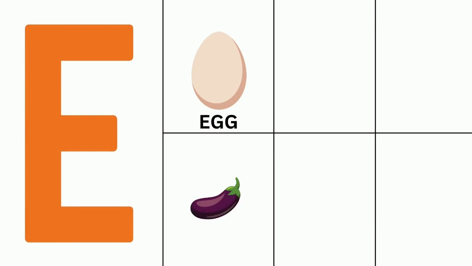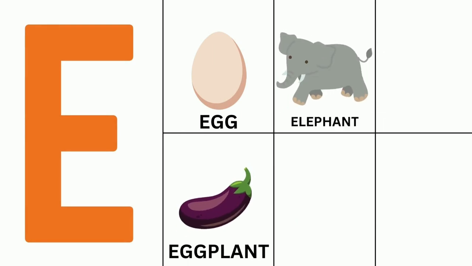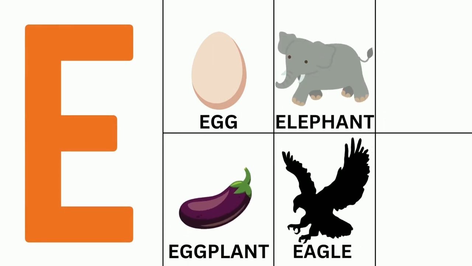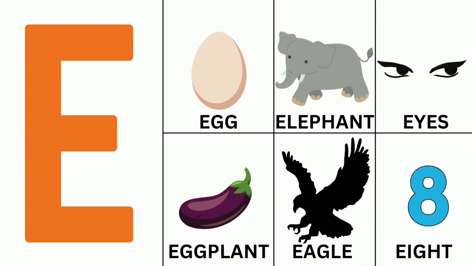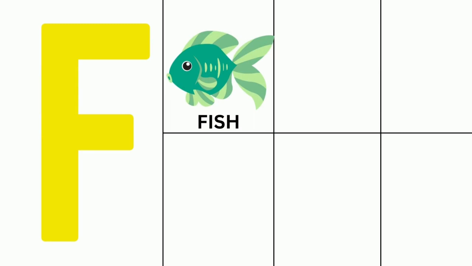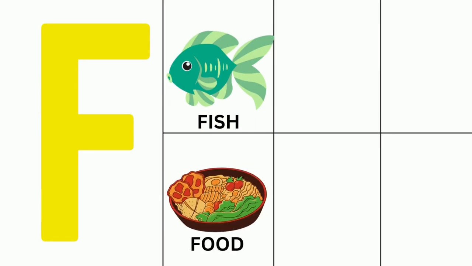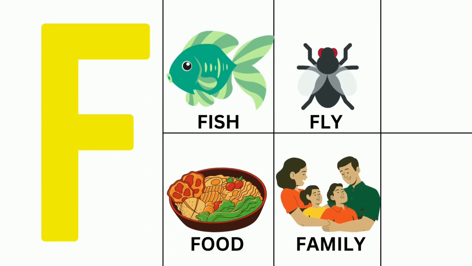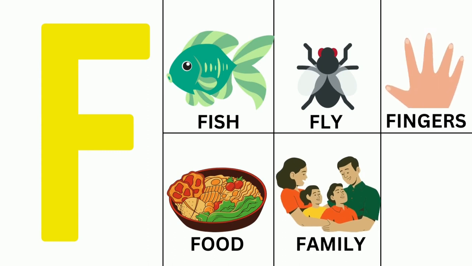E, let's learn the words that start with E. E for egg, E for eggplant, E for elephant, E for eagle, E for eyes, E for eight. F, let's learn the words that start with F. F for fish, F for food, F for fly, F for family, F for fingers, F for fox.